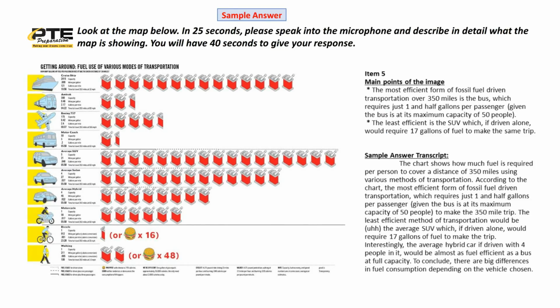The chart shows how much fuel is required per person to cover a distance of 350 miles using various modes of transport. According to the chart, the most efficient form of fossil fuel driven transportation, which requires just 1.5 gallons per passenger, is the bus. The least efficient form of transportation would be the average SUV, which if driven alone would require 17 gallons of fuel to make the trip. Interestingly, the average hybrid car, if driven with 4 people in it, would be almost as fuel efficient as a bus at full capacity. To conclude, there are big differences in fuel consumption depending on the vehicle chosen.